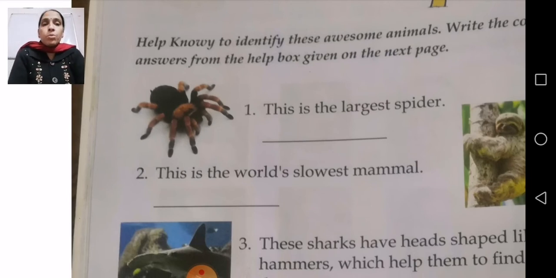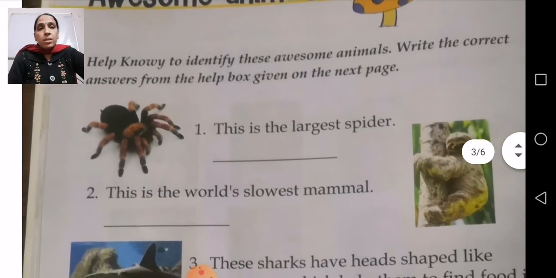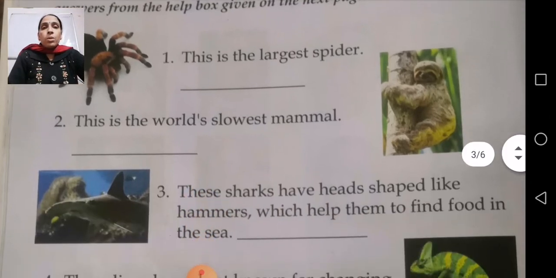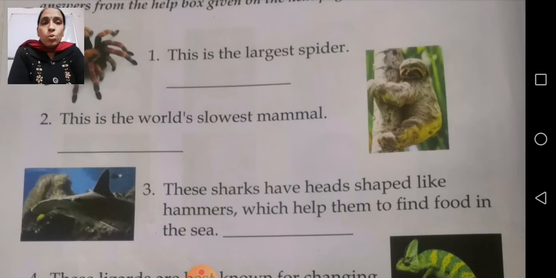Fine. Now we'll come to number 3, that this is the largest spider. The largest spider is what? That is tarantula. Now we'll come to number 2. This is the world's slowest mammal. That is sloth. Now number 3: these sharks have heads shaped like a hammer which helps them find food in the sea. Yes, these sharks have heads shaped like a hammer. That's why these sharks are known as hammer-headed sharks.